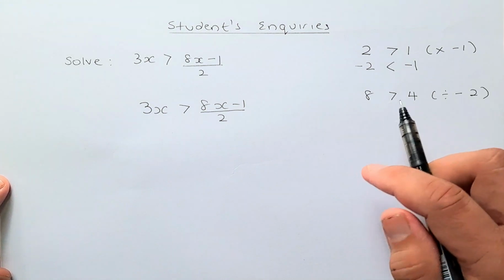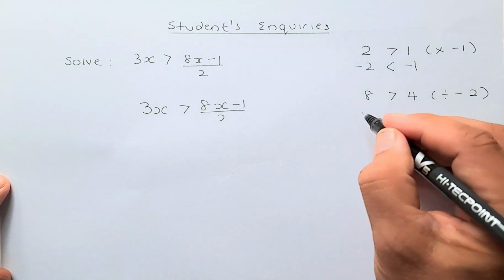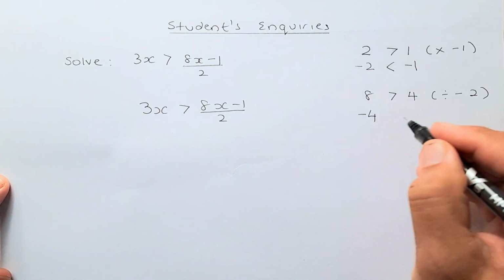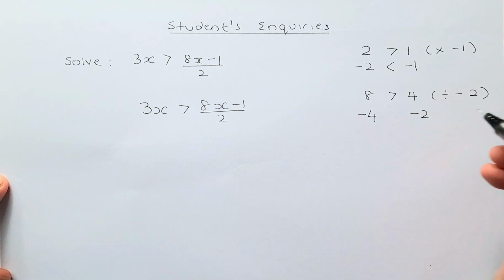Similarly, if we have 8 is greater than 4, that's obvious. If we divide by negative 2, 8 divided by negative 2 is negative 4, and 4 divided by negative 2 is negative 2. Now, negative 2 is greater than negative 4. That's why when we divide or multiply by a negative number, we have to change the symbol from greater than to less than. Okay, great. So now if we know that principle, we can solve this problem.